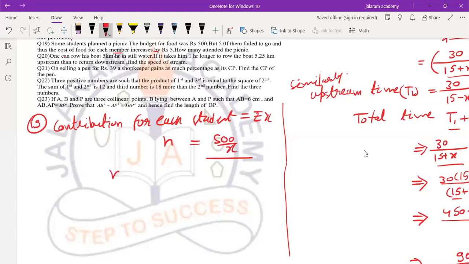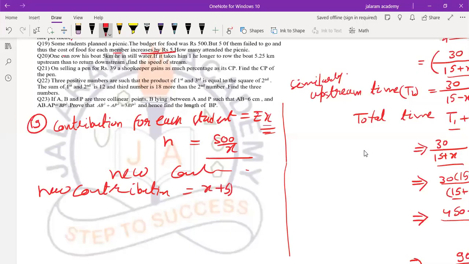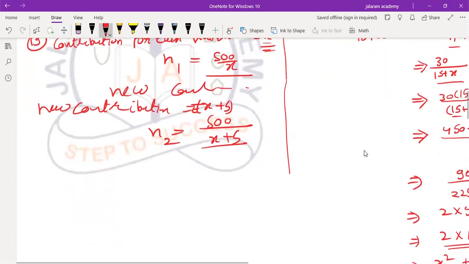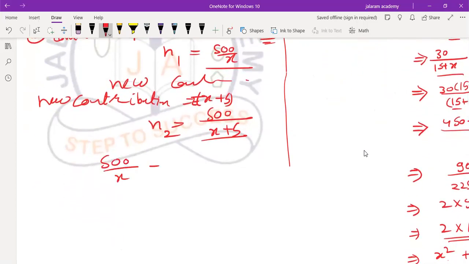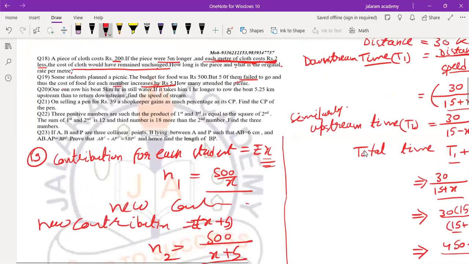Okay. Now according to new condition, new contribution will be there. So what is the new contribution of each student? Each student contributed rupees x previously, but this time they have to contribute rupees 5 more, means x plus 5 rupees. And the number of students also changes. It is now 500 upon x plus 5, as 5 of them failed to go. Means the difference between the original number and now the number of students equals 5. So if you solve it, you can get the answer.